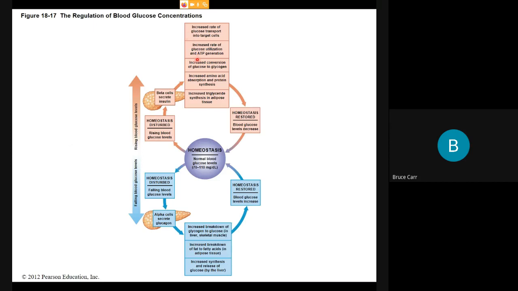The rate of glucose utilization in the cell and the rate of ATP production goes up in the presence of glucose. The conversion of glucose to glycogen in the liver especially is occurring at a faster rate in the presence of high glucose and insulin. But look at this. The other nutrients, amino acid absorption, the precursors of proteins, and protein synthesis increase in the presence of glucose. Much of that is due to the transport in and out of the cell.